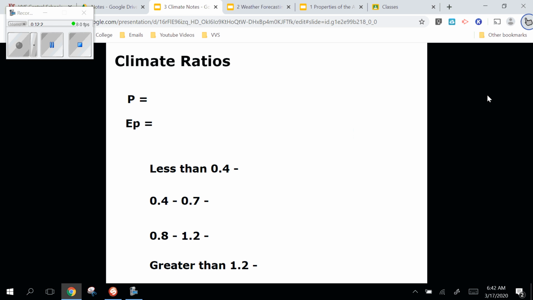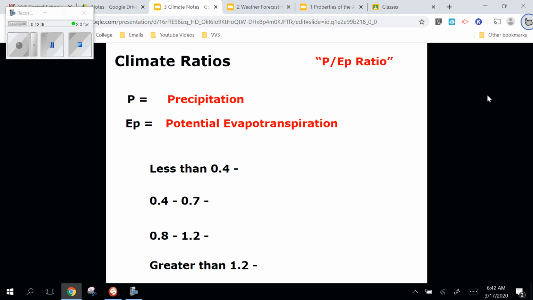All right, finally here, a little bit about climate ratios. A climate ratio can give you an idea of the general conditions of an area. We look at a couple different things. We look at precipitation, and we look at the potential for that area to evaporate its precipitation. So it's the P divided by EP ratio, P over EP ratio we call it.